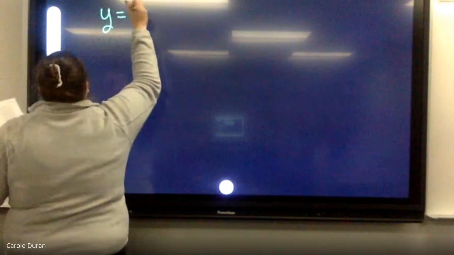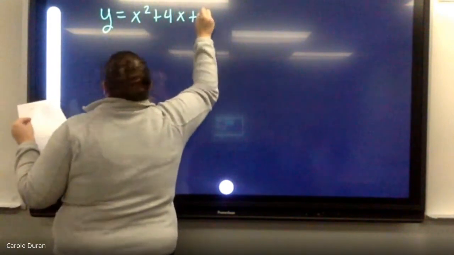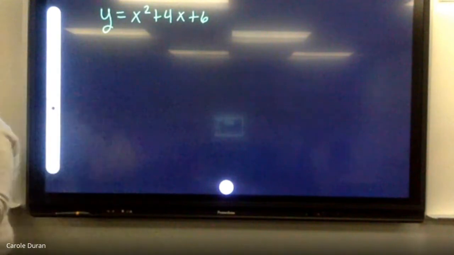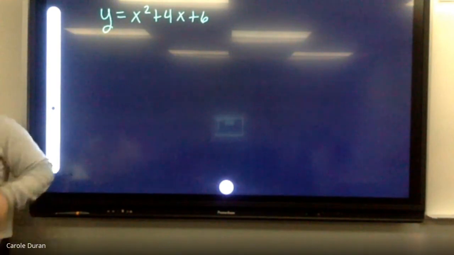Okay, kiddos, this is the one I'd like for you to do. y equals x squared plus 4x plus 6. Graph this completely, please.